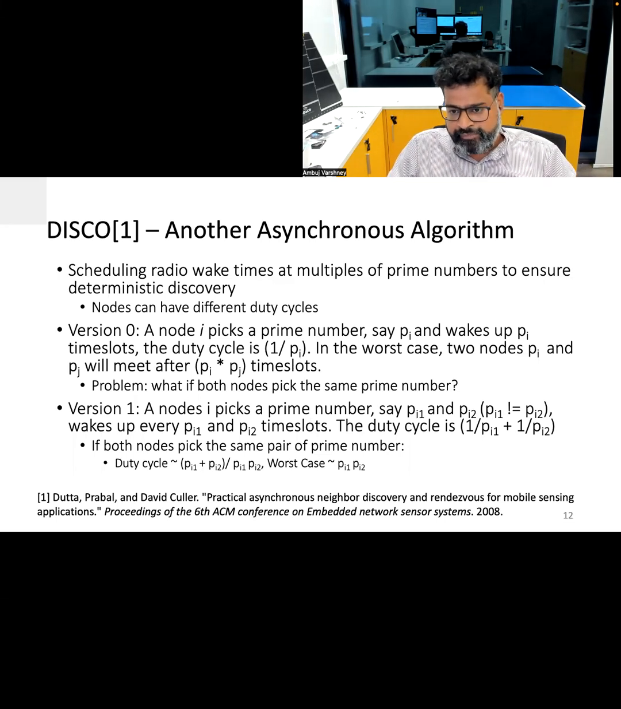However, there is a caveat: in this protocol, if the nodes pick the same number, they may never converge. This is something we should keep in mind, that these nodes have to select two different prime numbers.